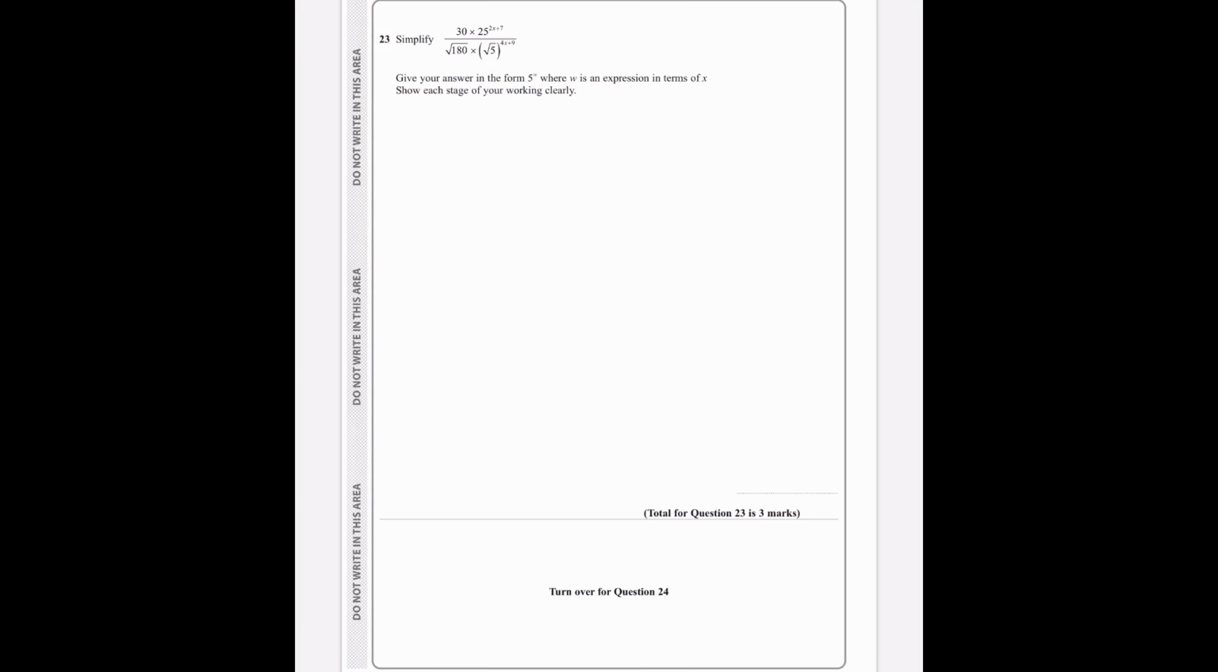Question 23, playing about with indices and prime factors. First thing I'm thinking with this question is we've got a lot of powers of 5 going on, not least in the answer. So I'm going to try and write everything as a power of 5 where I can. 30 is 2 times 3 times 5. The 25 is 5 squared, so I've replaced 25 with 5 squared. 180 is 2 squared times 3 squared times 5, so I'm going to raise that to the power of a half because of the square root. And the square root of 5 is 5 to the half. And then I'll leave the rest of that alone.